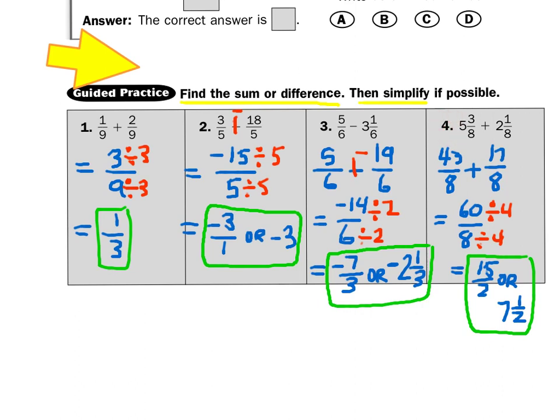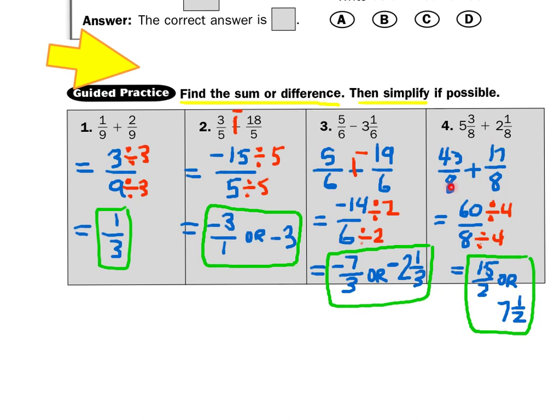Take a look at number 4. I have 5 and 3/8 plus 2 and 1/8. Well, the first thing I have to do is make them improper fractions. So start at the 8. 8 times 5 is 40. 40 plus 3 gives me 43 over 8. I copy the plus sign and then start at the 8 again. 8 times 2 is 16. 16 plus 1 is 17. So I have 17 over 8.